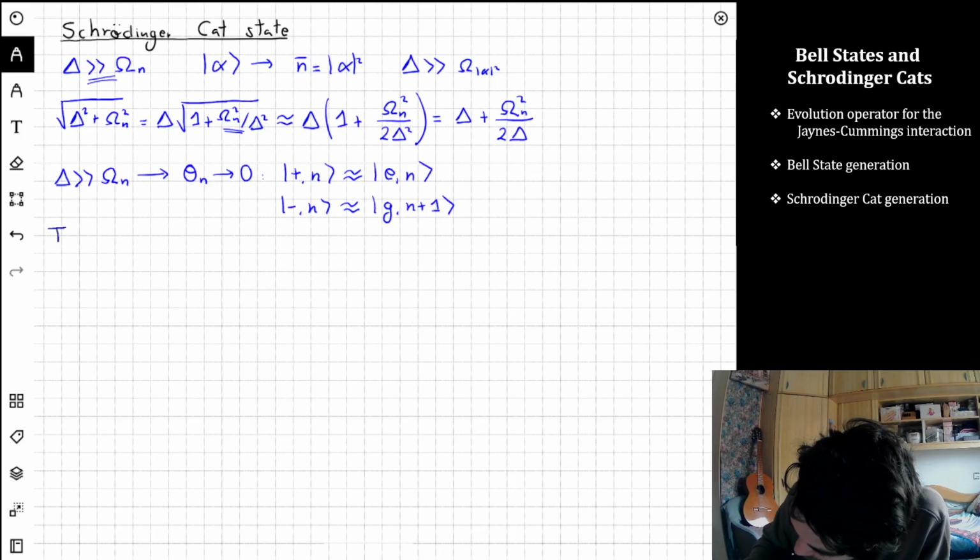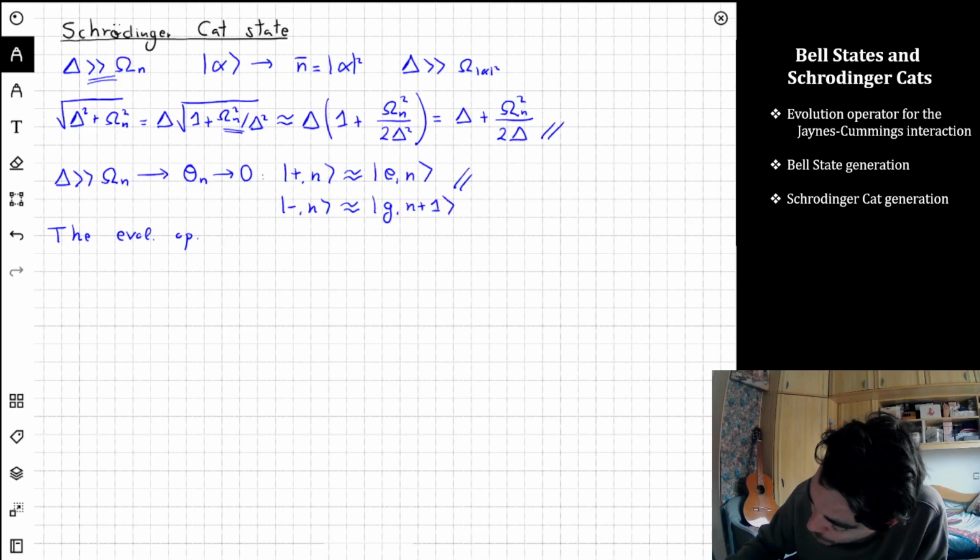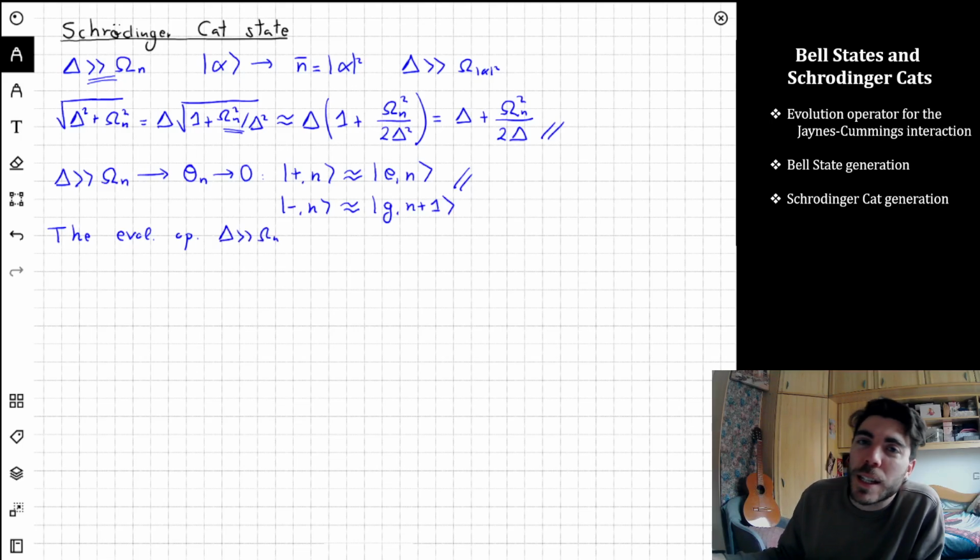So the evolution operator, we can write it using these two things that we found. It's the evolution operator when this delta is much bigger than omega n. This is typically called the dispersive regime. So it's when you have the two systems, atom and light, far detuned, so they don't talk to each other, but actually there is some kind of interaction between them. This is very subtle and a little bit more complicated than what we are doing here. What we are doing here is a crude estimation, but it just helps to understand why the Schrodinger cat state will arrive.